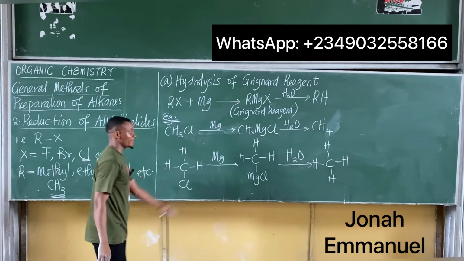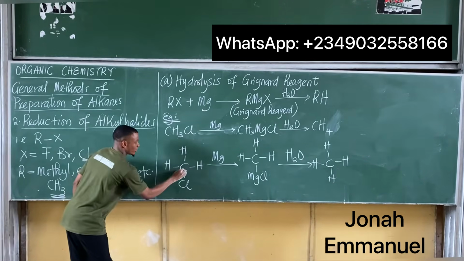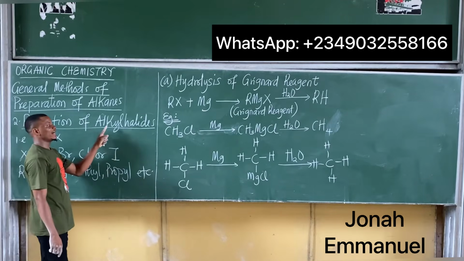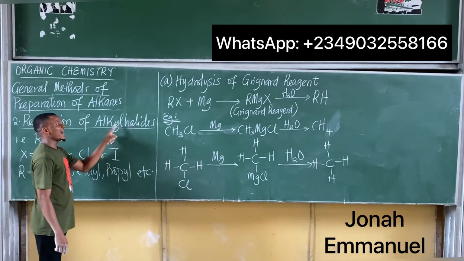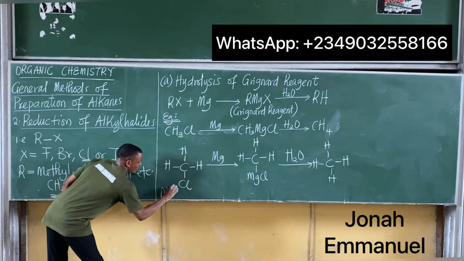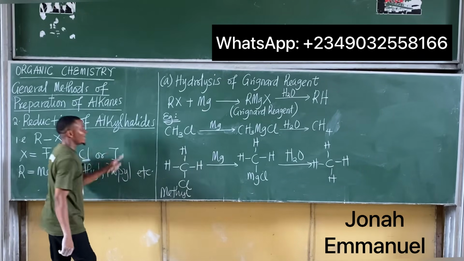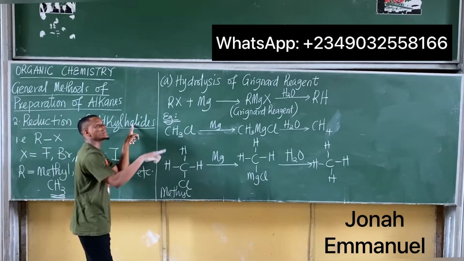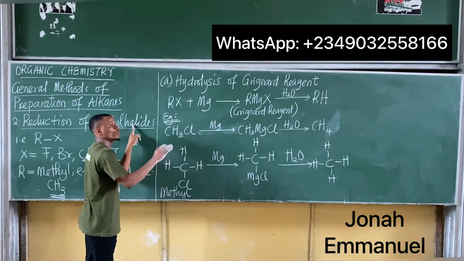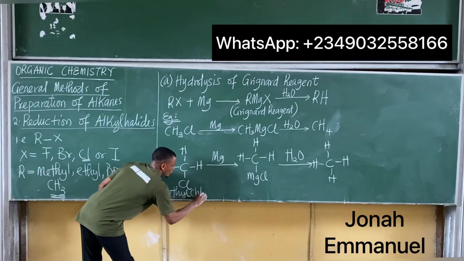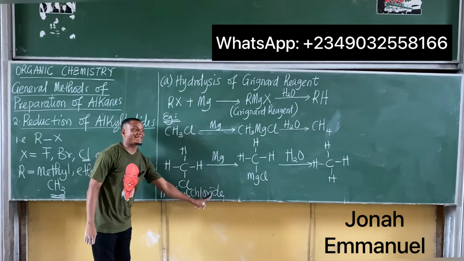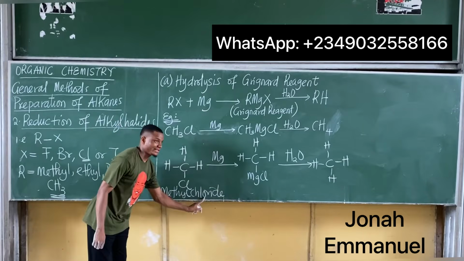They'll now say you should name each of the terms here. This one here, now listen. This is called an alkyl halide. The alkyl here is methyl, so it becomes methyl halide. The halide, halogen, here is chlorine, so chloride. So alkyl halide, methyl chloride.